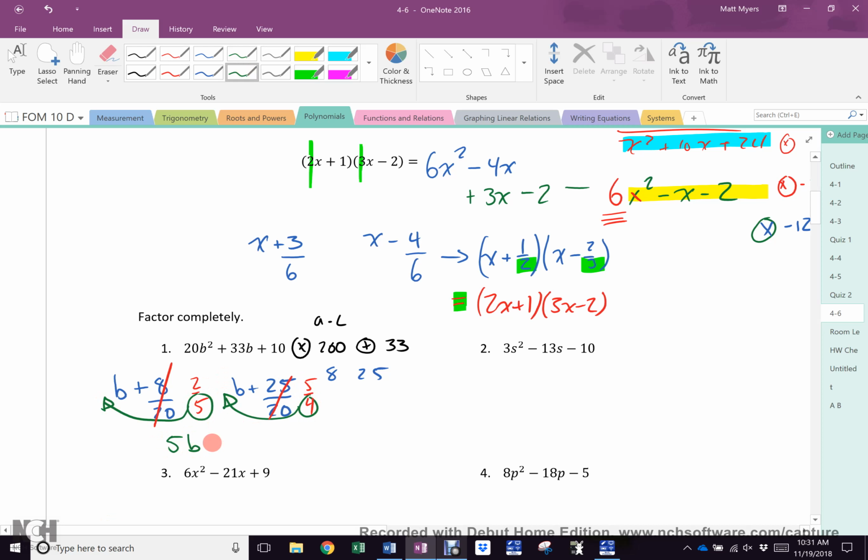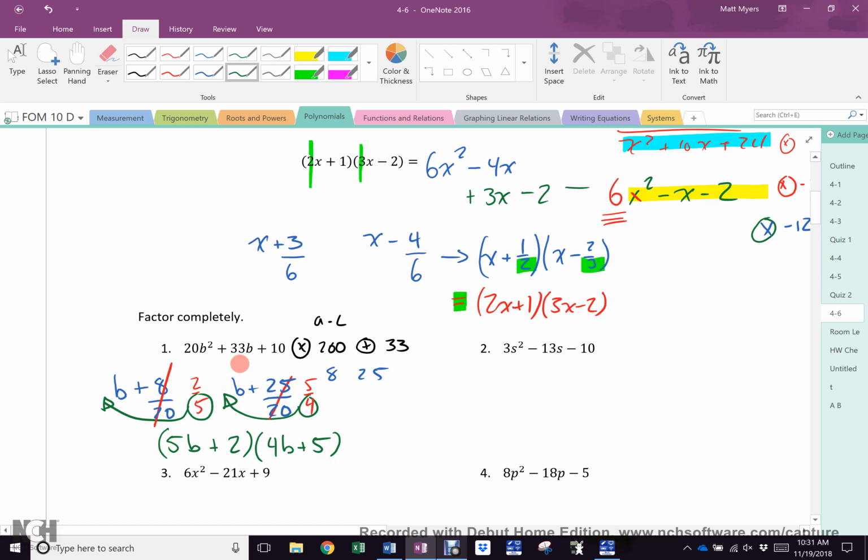5b plus 4b, 2 oh, and 4b plus 5. Mr. Myers, I don't know if I did it right. Yeah, you do, because 5 times 4 is 20b squared. 2 times 5 is 10. If the ends are right, the middle's right.